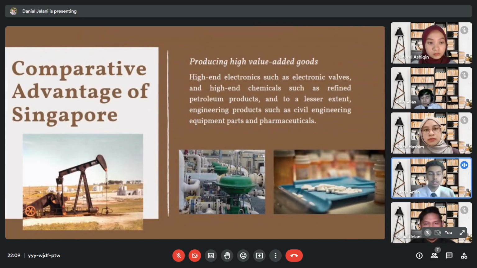Singapore has a comparative advantage in producing high value added goods due to the large amount of highly skilled labor. Factors such as the significant focus placed on education and training, the level of expertise and information held by workers in Singapore has significantly improved over the course of the past several decades. These high-end goods include high-end electronics such as electronic valves and high-end chemicals such as refined petroleum products, and to a lesser extent, engineering products such as civil engineering equipment, parts, and pharmaceuticals.